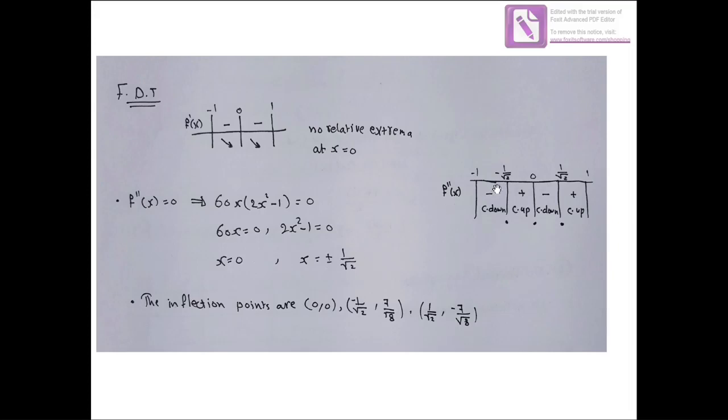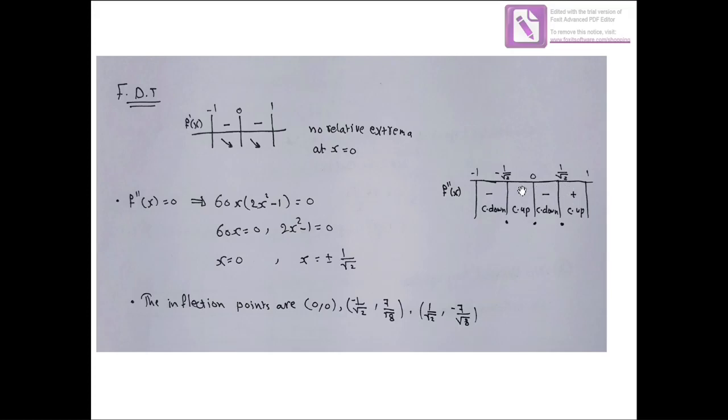From minus 1 to minus 1 over root 2, the second derivative is negative, so that means it is concave down. For the interval from minus 1 over root 2 to 0, it is positive, so that means our function is concave up. For the interval from 0 to 1 over root 2, the second derivative is negative, so our function is concave down. For the interval from 1 over root 2 to 1, the second derivative is positive, so our function is concave up. So here we see that the function changes concavity at all these 3 points.